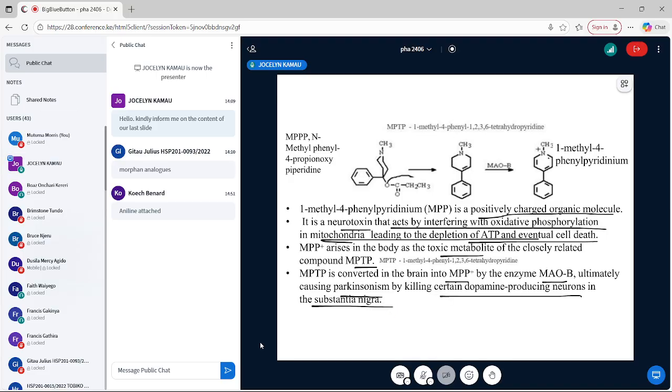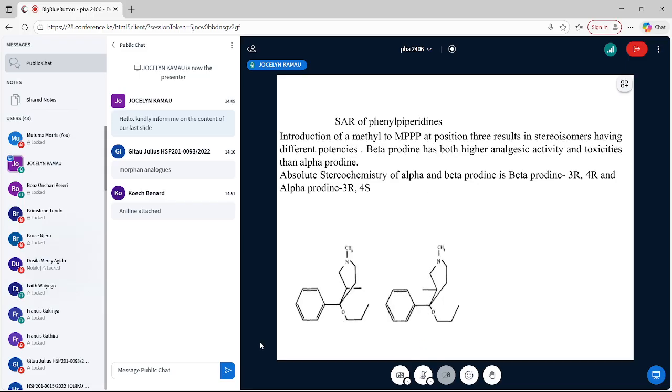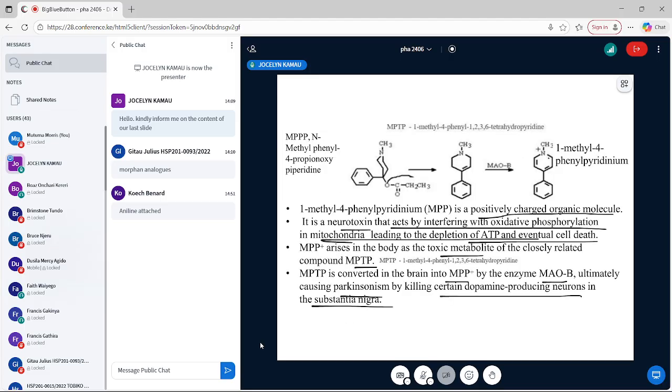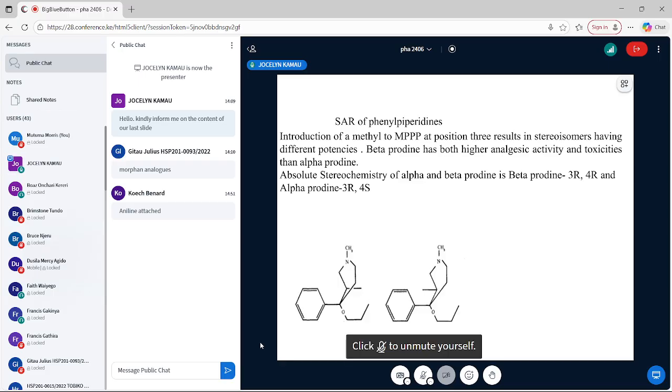So all we are saying is that this is another side effect, and that's why some of these compounds, although they might have good activity, you will find that they are not being used because of their toxicity. So the reverse esters, which are giving us the alpha and beta prodines, also can bring in unique toxicity. They can act as neurotoxins, as we have discussed, because of the conversion, first to the tetrahydropyridine, and then to the pyridinium ion.